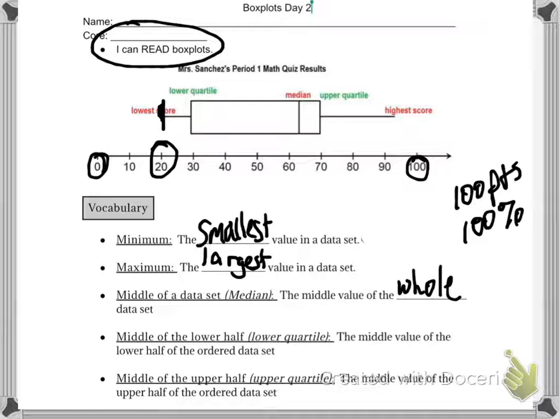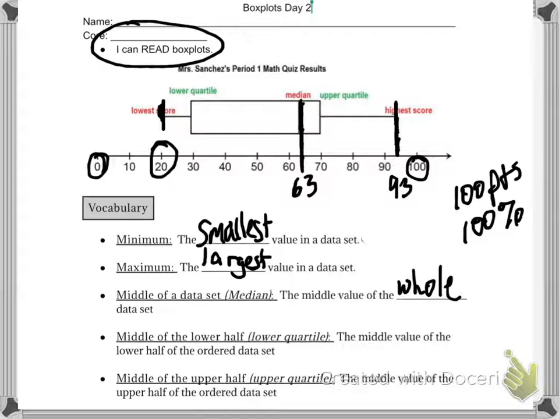Now, our maximum score, our highest score, is right here. And if we take that all the way down to the number line, we don't know the exact score, but my guess is that it would be somewhere around like 92 or 93, might be the highest score on the math quiz. Now, our median or middle value is right here, this one in the center. Okay, and again, bringing that down, we don't know an exact score, but I'm going to say it's probably maybe like 63 or 64, okay?